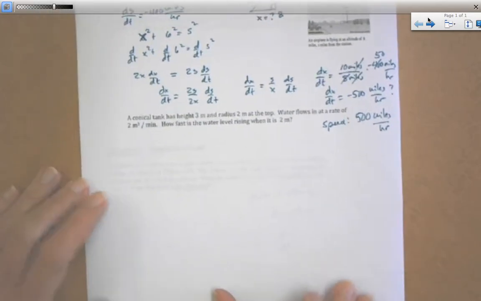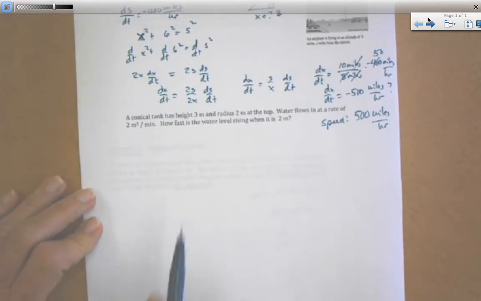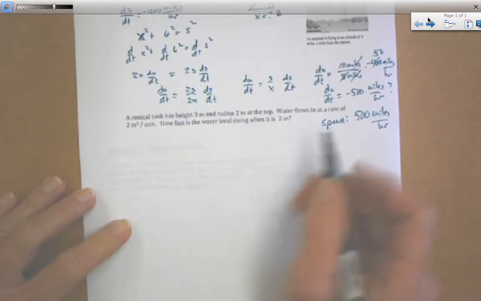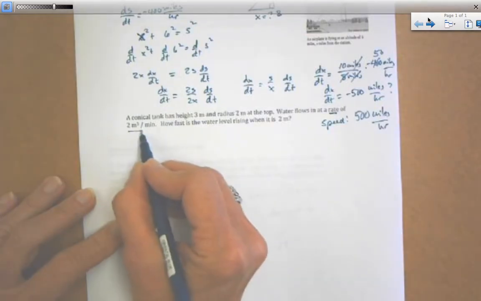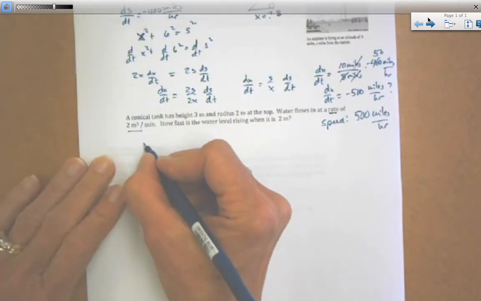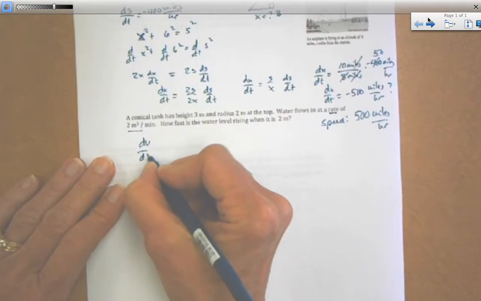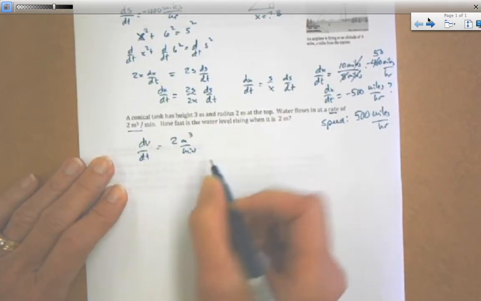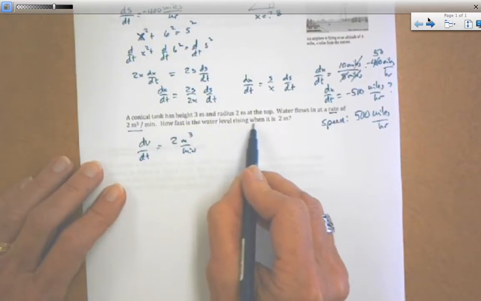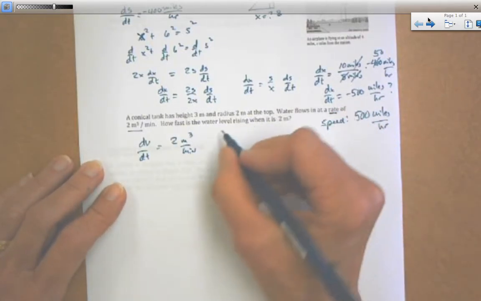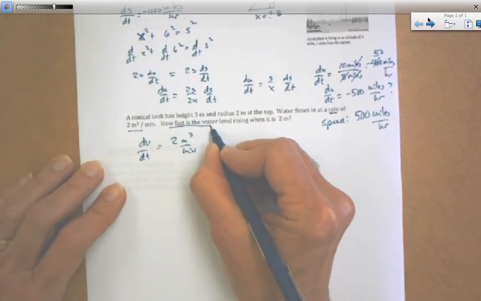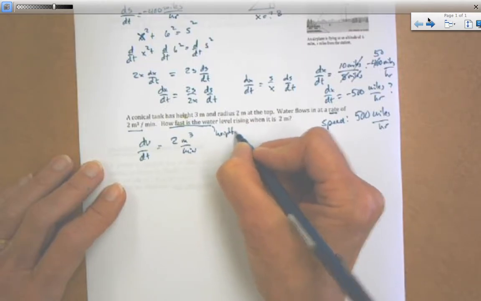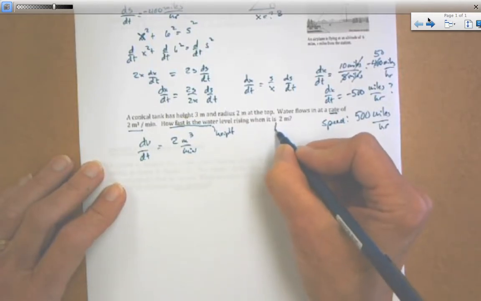All right, your next example. A conical tank has a height of 3 meters, radius 2 meters at the top. Water flows in at a rate of 2 meters cubed per minute. All right, there's a rate of change. And because it's cubic, you know this is the rate of change of volume. So dV/dt equals 2 meters cubed per minute. How fast is the water level rising when it's at 2 meters? That means what is the rate of change of the height of the water when its height is at 2 meters.